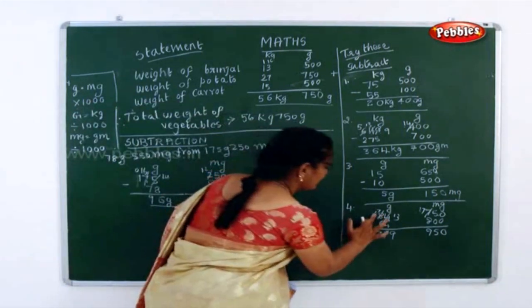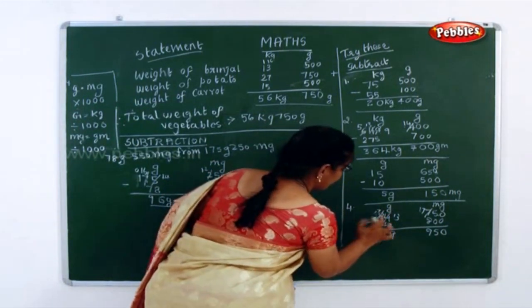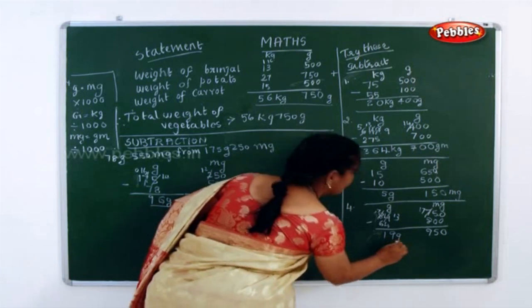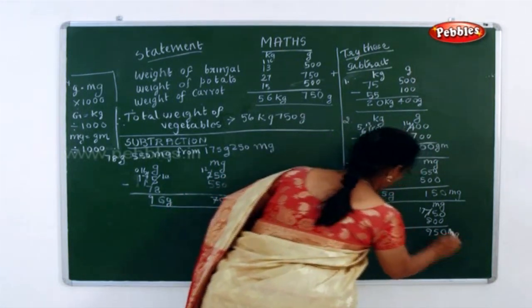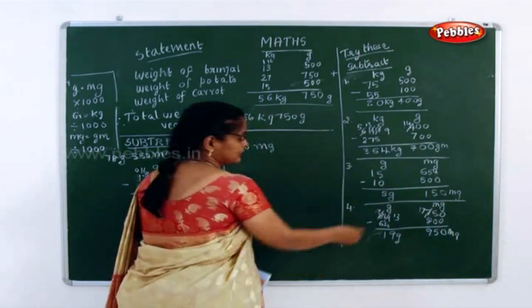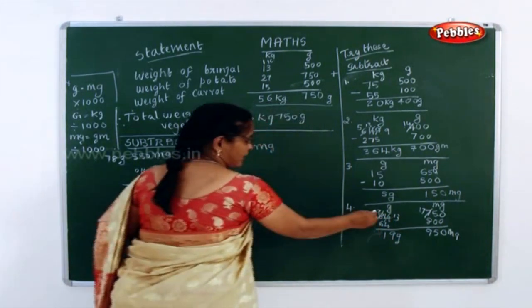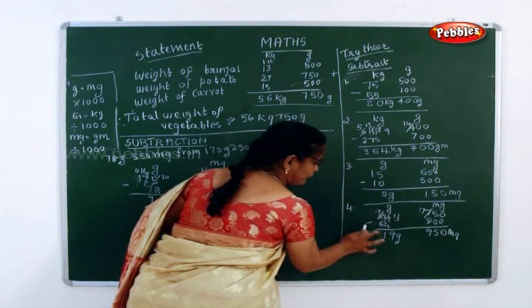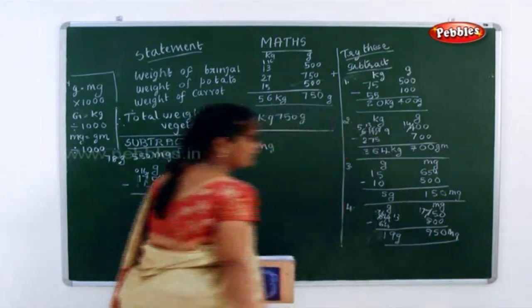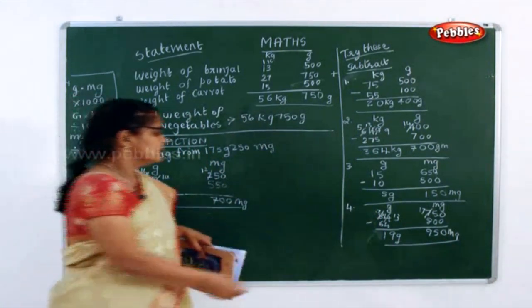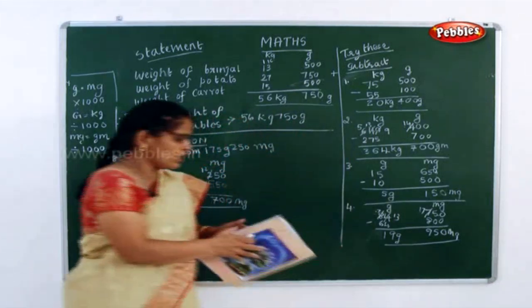I'm sorry, it is not 700 because this is becoming 7. So it is just 19 gram and 950 mg. So this is becoming 7 because from here you are borrowing. So this 8 will become 7. So 7 minus 6 is 1. So you have to write 19 gram and 950 mg.